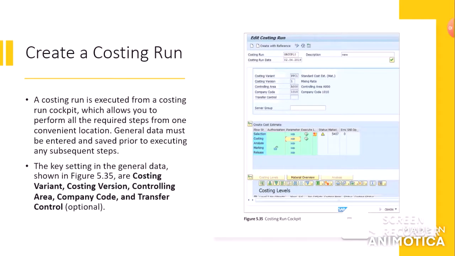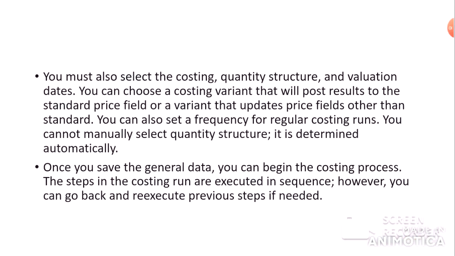So, creating a costing run. A costing run is executed from a costing run cockpit, which allows you to perform all required steps from one convenient location. General data must be entered and saved prior to executing any subsequent steps. The key settings in general data shown in the figure are costing variant, costing version, controlling area, company code, and transfer control, which is optional. You must also select the costing, quantity structure, and valuation dates.